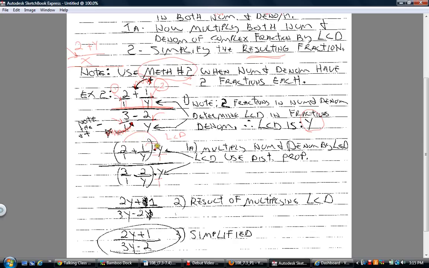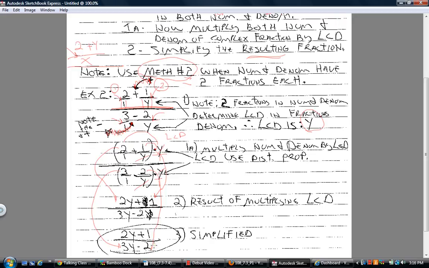I basically took 2 times y and produced 2y, 1 times y and produced, what did I produce? Plus 1, y. How come? Because y divided by y equals 1. Go down here and do the bottom half. Multiply by the LCD, which is y. 3 times y, or y times 3 is 3y, so you're going from here down to here. 2 divided by y times y, the y's cancel out because anything divided by itself equals 1, resulting in minus 2.